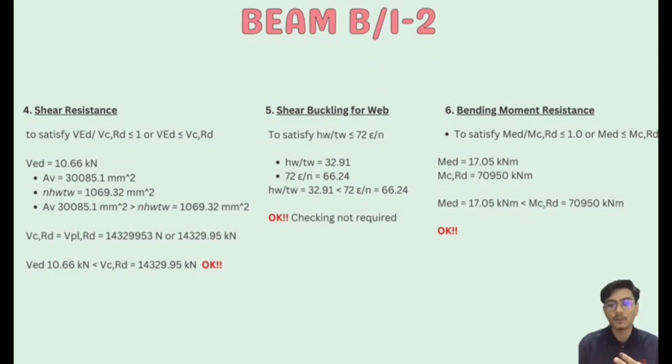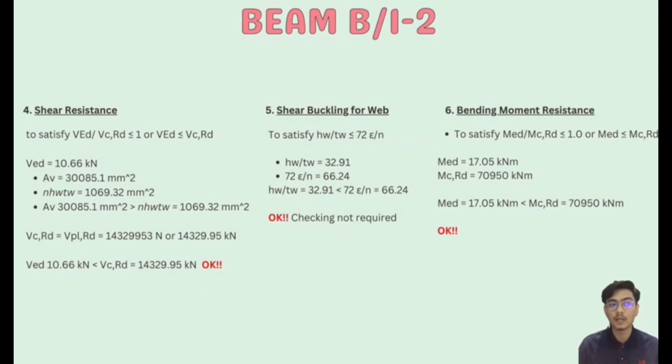For this slide we have step 4, step 5 and step 6. Step 4 is shear resistance, to certify VED less than VCRD. For the VED, Vmax is equal to 10.66 kilonewton. For the AV it is equal to 30085.1 millimeter square, and for the eta HW TW it is equal to 1069.32 millimeter square. That means AV is more than eta HW TW.